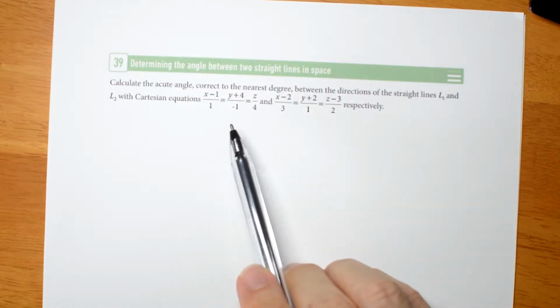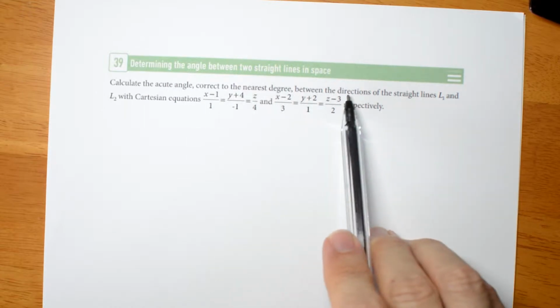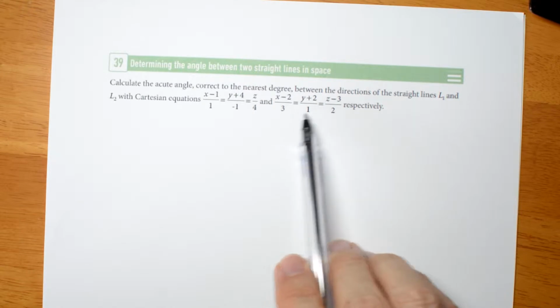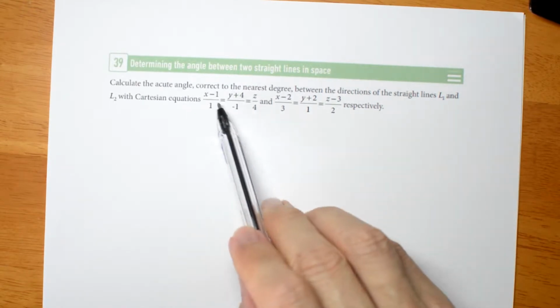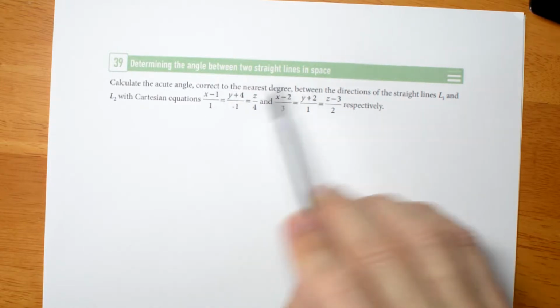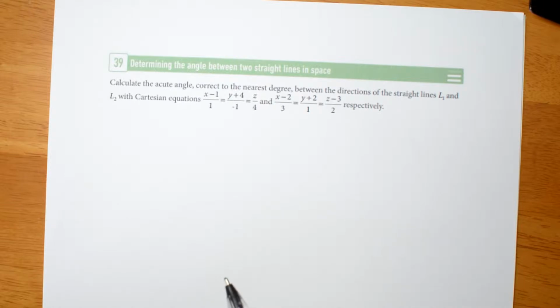You should be getting used to the fact now that you can read off from these equations the fixed points and the direction vectors of the lines. If not, make each of these equal to the parameter lambda and each of these equal to the parameter mu and work out your parametric equations.